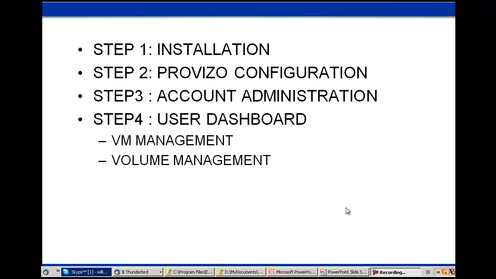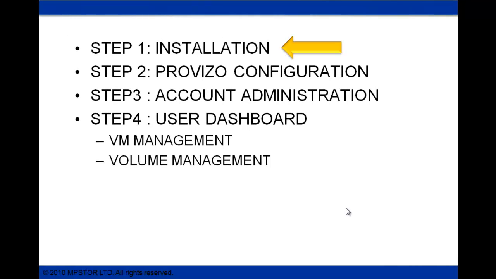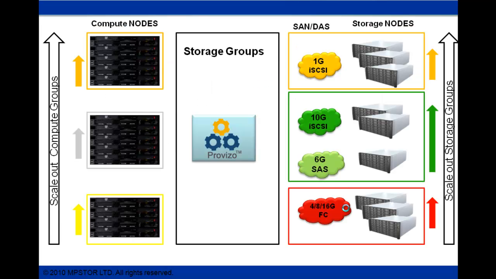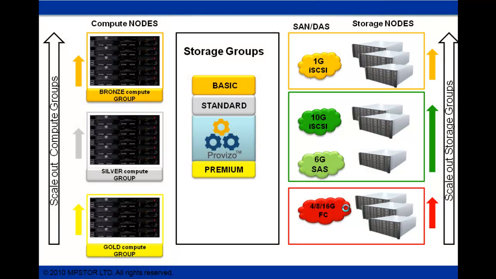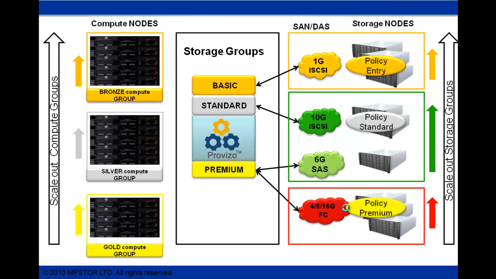Having completed the installation of Orchestra, the next step is to configure Proviso. In this configuration, we're going to create 3 different storage groups and 3 different compute groups. The compute groups are bronze, silver, and gold, and the storage groups will be basic, standard, and premium. And each storage group will be mapped to a different infrastructure, and for each storage group, we'll configure a storage policy.